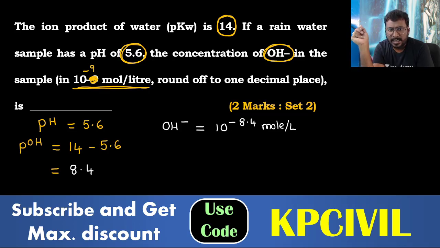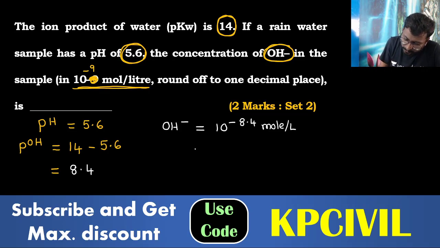But what is the question asking? In terms of 10 power minus 9. So you just take 10 power minus 8.4 in your calculator and press the equal button. This is a shortcut, no calculation required. You will get one value, that is your answer. What are you getting?